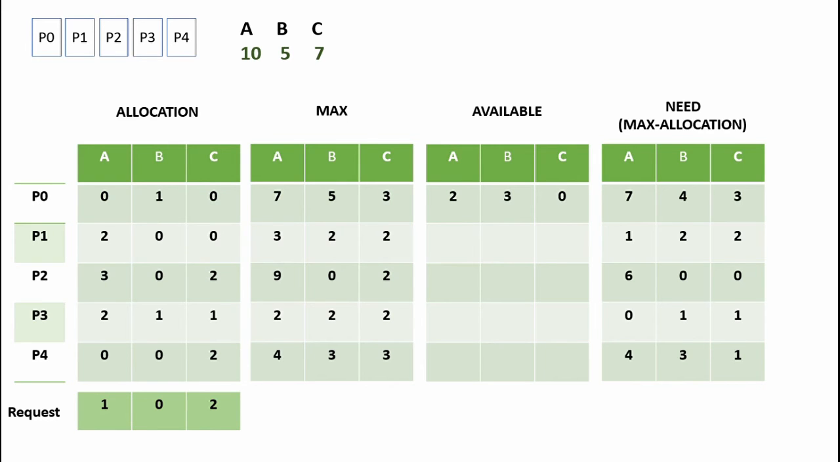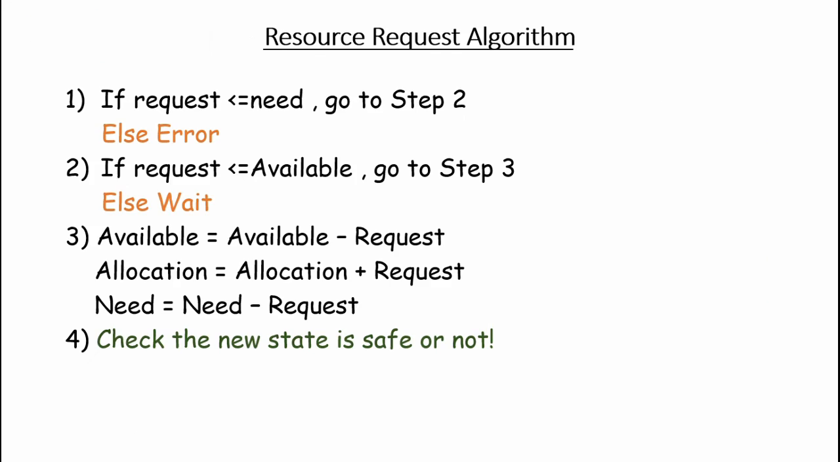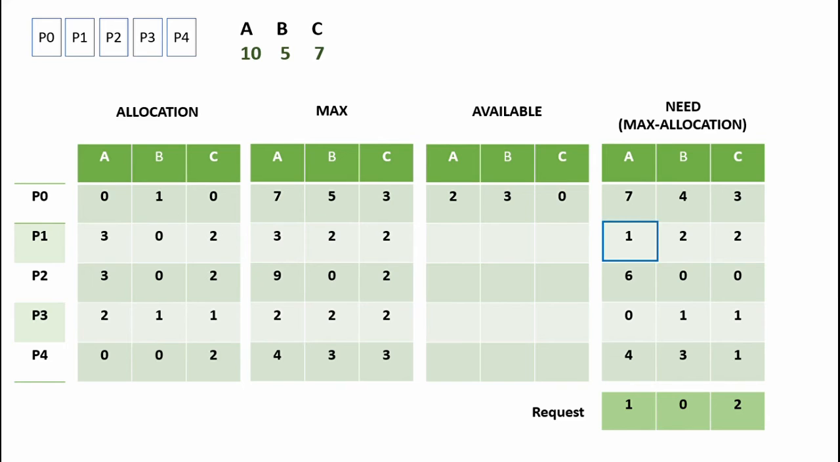Okay, so for process P1, 2 plus 1 is 3, 0 plus 0 is 0 and 0 plus 2 is 2. Okay, so we have updated the allocation and now the need is equal to need minus request. Yes, the amount of resources it needs will be subtracted. So 1 minus 1 is 0, 2 minus 0 is 2 and 2 minus 2 is 0.